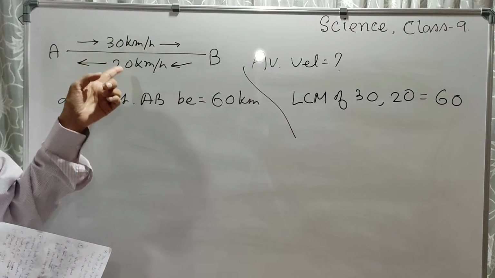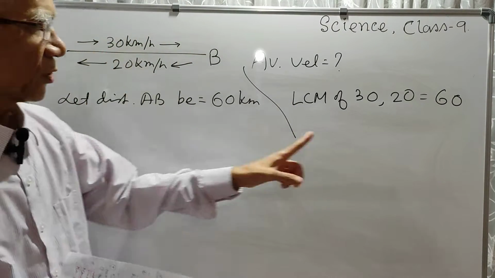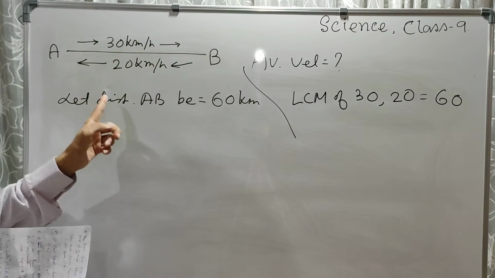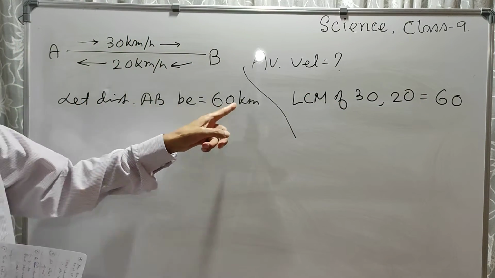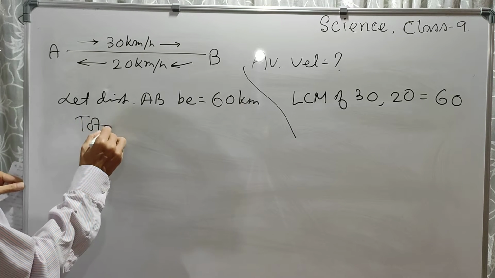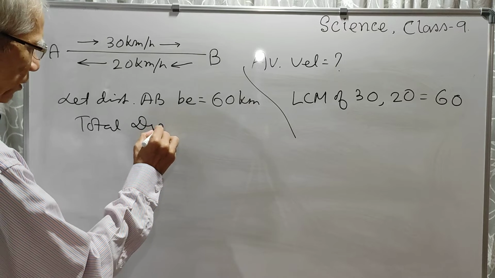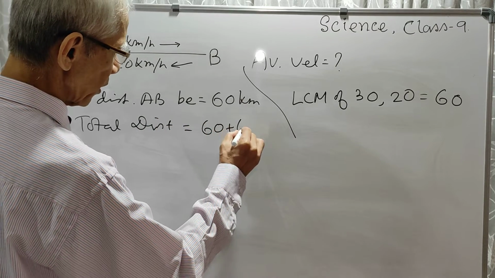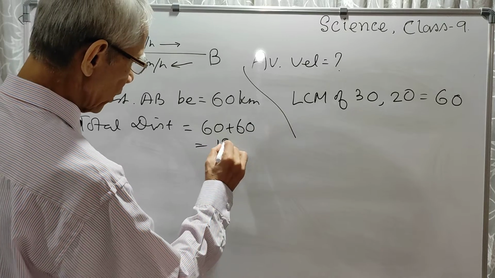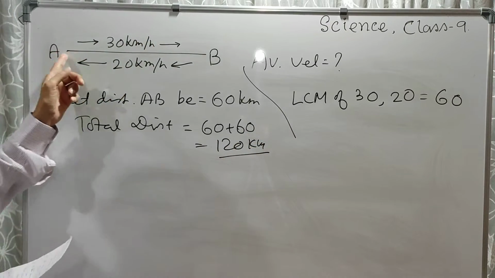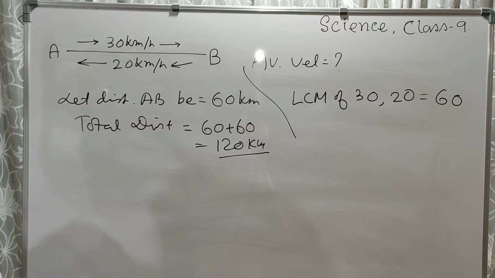Find the LCM of these two speeds. The LCM of these two is 60. So we assume the distance from A to B to be 60 km. Therefore, the total distance covered for the whole journey, up and down, is 60 plus 60, that is 120 km.